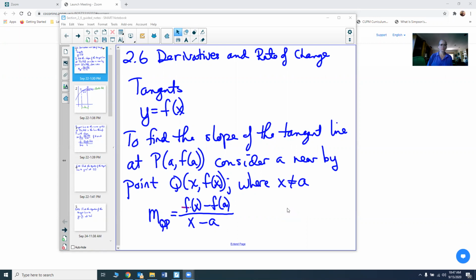We'll call it Q. So we have a point P, which is at a, f of a. And we're going to have a point Q, which is near a, but not actually at a. You want to consider this point that's near it. And the slope, of course, between these two points is just the difference in the y's over the difference in the x's. So you've got f of x minus f of a over x minus a, and that's the slope between P and Q.